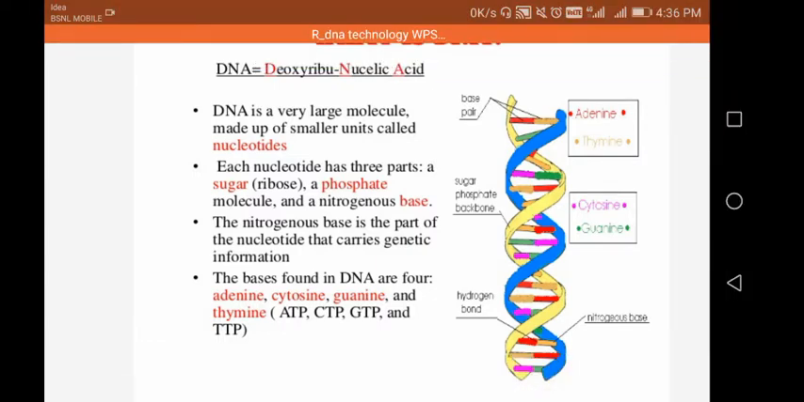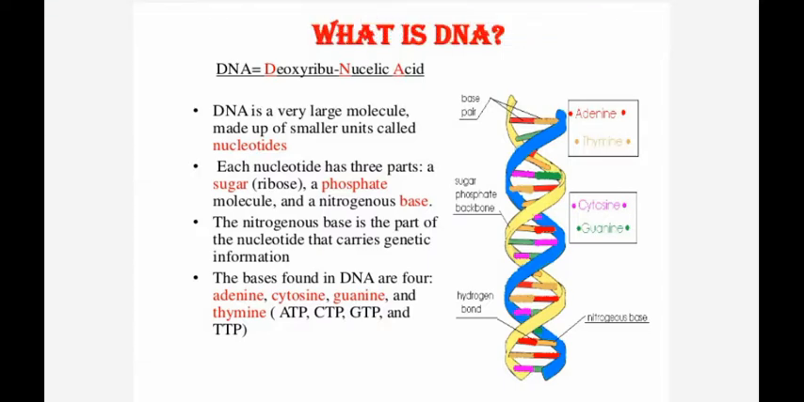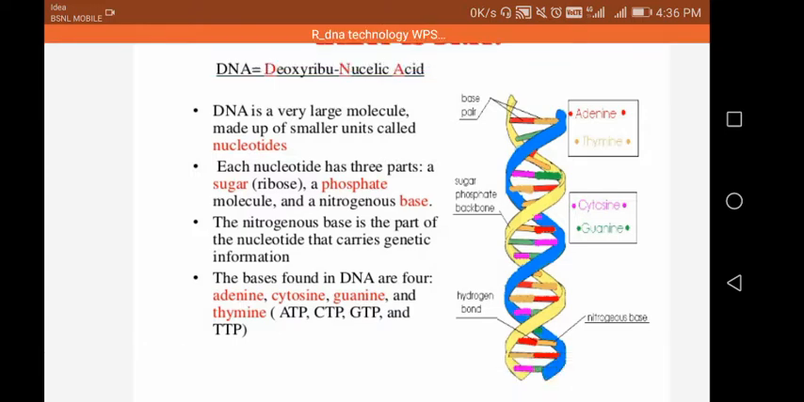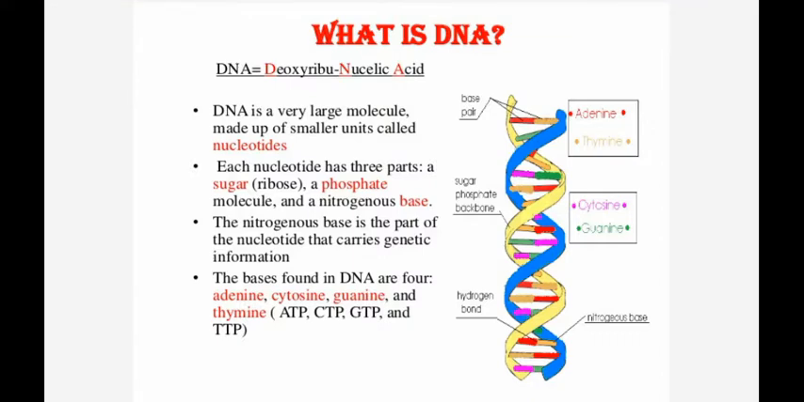Here you can see in the diagram, the yellow and blue color lines are sugar and phosphate backbones. Okay, and the central lines, these base pairs, are made of nitrogen bases. Nitrogen base is the part of nucleotide that carries genetic information. The nitrogen bases are four types: adenine, cytosine, guanine, and thymine.